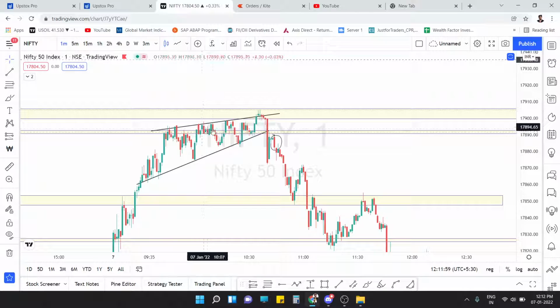Small SL. Again it went up. It was trying to go upside. So this was the up move, and this was the consolidation. As soon as this high gets broken, it closed above this level. It closed on this level. I entered, and then again it went down.